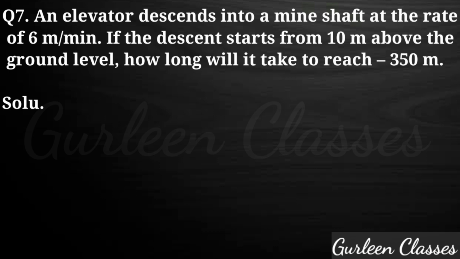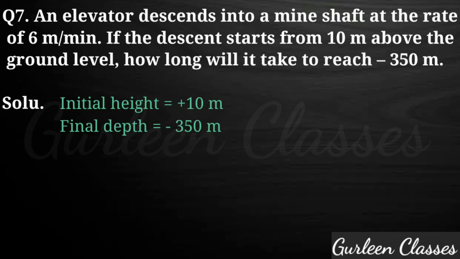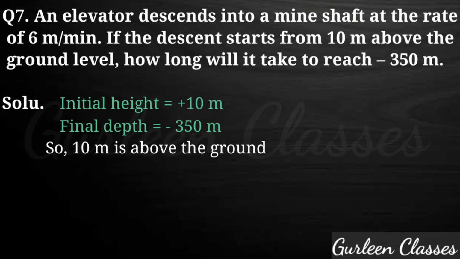So now let us start with a solution. Initial height is given 10 meter. Final depth is given minus 350 meter. So now 10 meter is above the ground. So we will subtract minus 350 meter minus 10 meter. Minus minus plus. Answer is minus 360 meter.